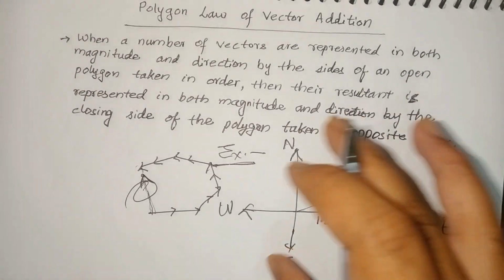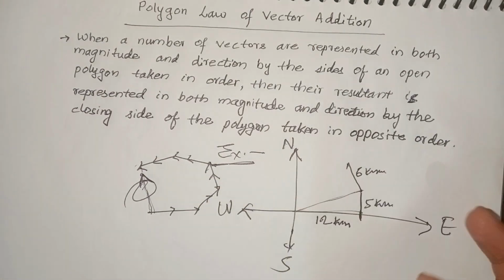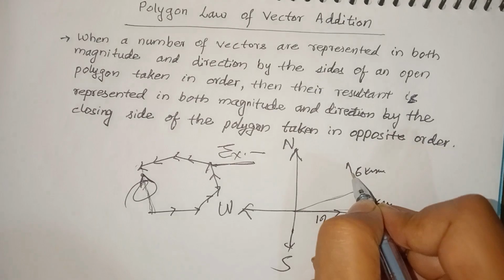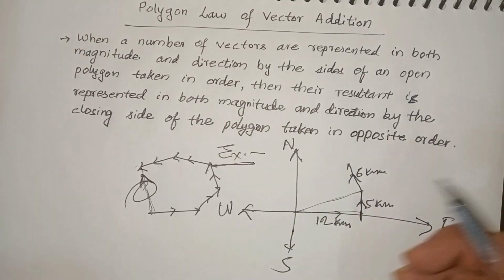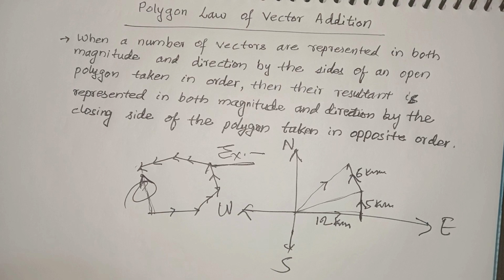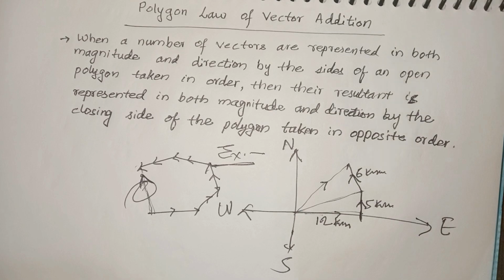Then how will we find the resultant? Let us see here. We will utilize polygon law. This is one vector, this is another vector, this is another vector. 3 vectors are all okay. Join this. This will be the resultant, in opposite fashion. This is all anti-clockwise, and the resultant is clockwise.